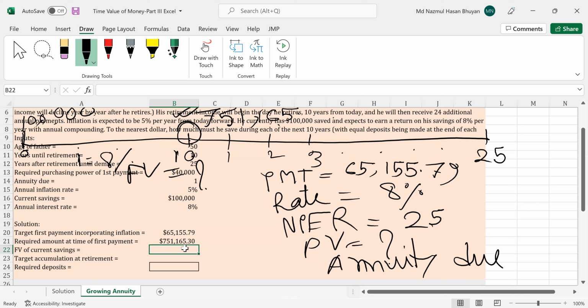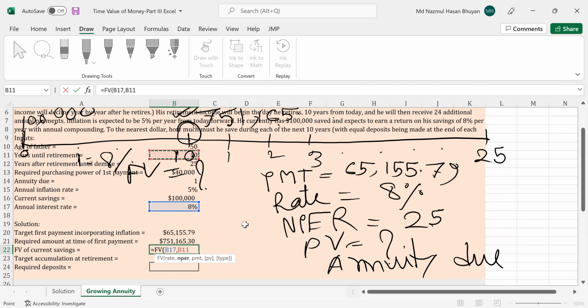So let us start. Future value. And then here, the rate is how much? 8% rate. And then NPER is how much? NPER is 10. Remember, this amount will grow for how many years? For 10 years. And then PMT is 0. So your father here is not making any periodic payment. So it is 0. Next, present value. So negative $100,000.